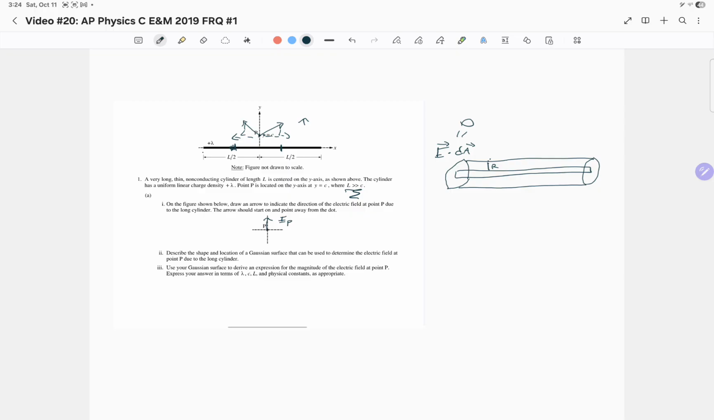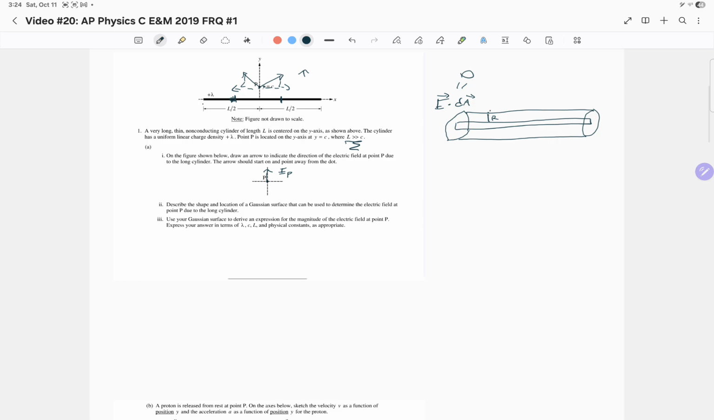I won't write that out. I think my words will be sufficient. And now for part II. Use your Gaussian surface to derive an expression for the magnitude of the electric field at point P. So let's go ahead. As I might have already mentioned, we're going to be using Gauss's law here. This is a Unit 8 problem, so I chose it specifically because I have the knowledge to use it.